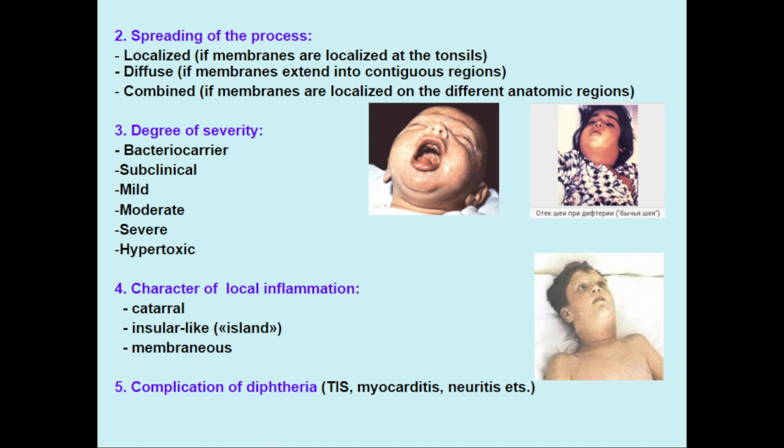Spreading of the process: localized, if membranes are localized on the tonsils, on the one anatomic structure. Diffuse, if membranes extend into the contiguous region. Combined, if membranes are localized in different anatomic regions. Degree of severity: bacteria carrier, here with no clinics, subclinical, mild, moderate, severe, and hypertoxic. Character of local inflammation: catarrhal, insular, and membranous. Complications of diphtheria may be infectious toxic shock, myocarditis, neuritis, and so on.